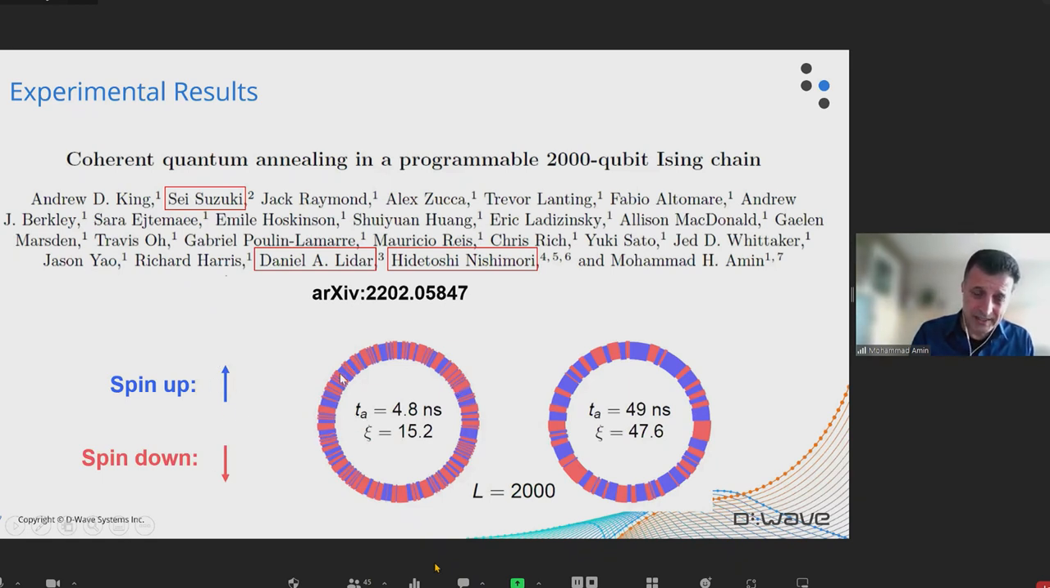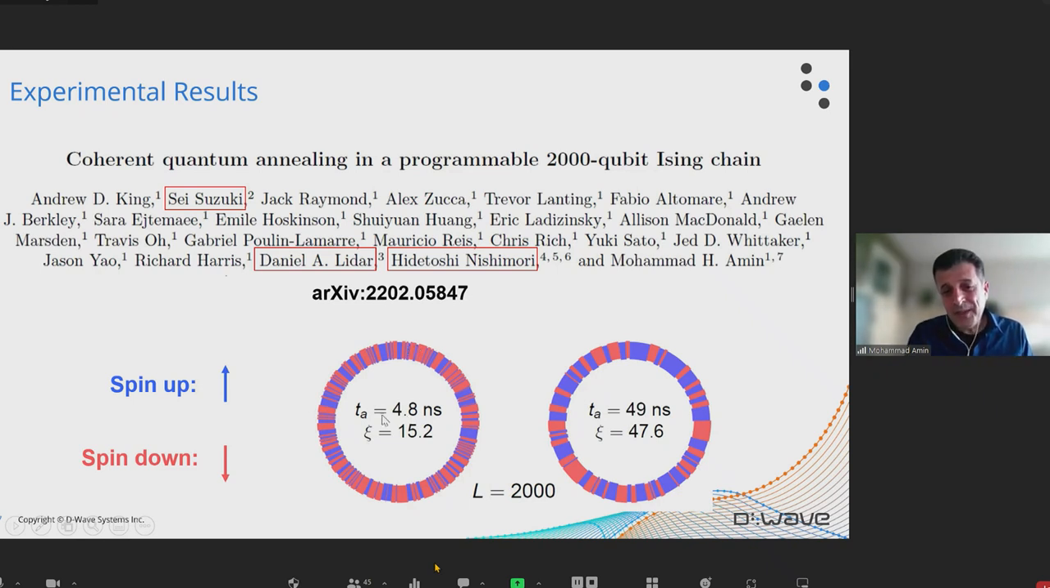And you see that when you have an annealing time of 4.8 nanoseconds, you get many, many kinks. So every region where you change color, a kink. And the length of these ordered regions, domains, is very short. And on average, if you average over all of these, you get something of the order of 15 qubit domains.